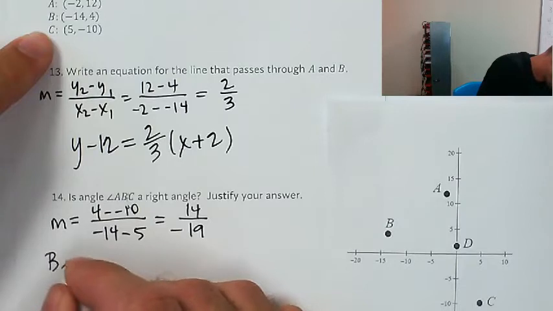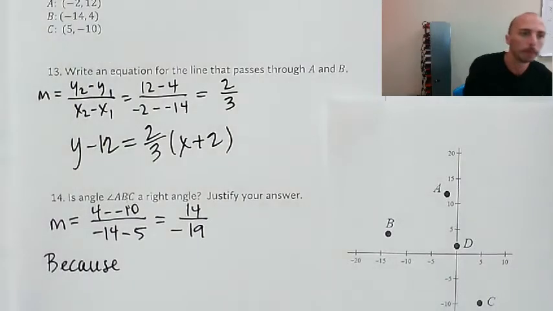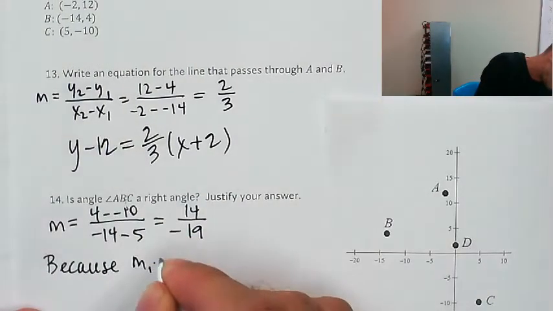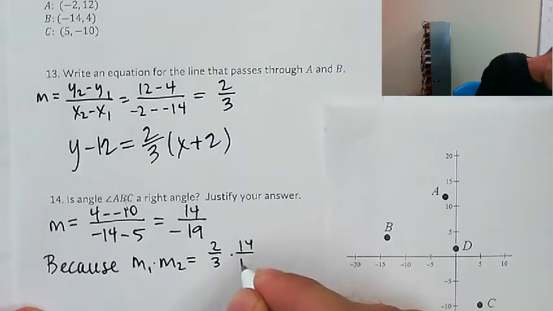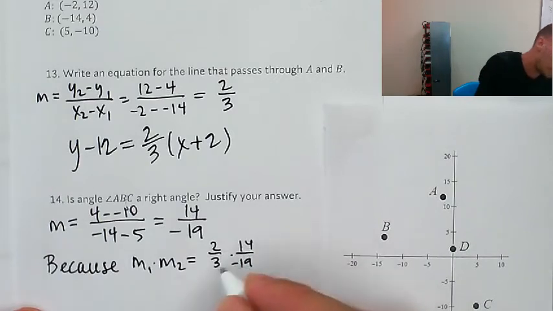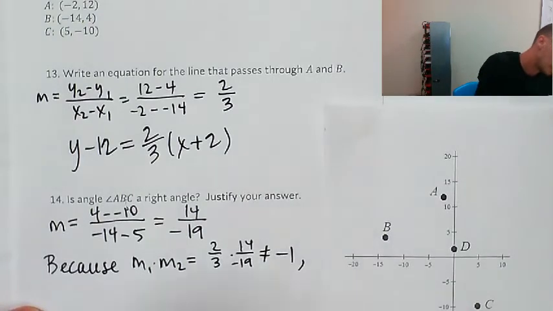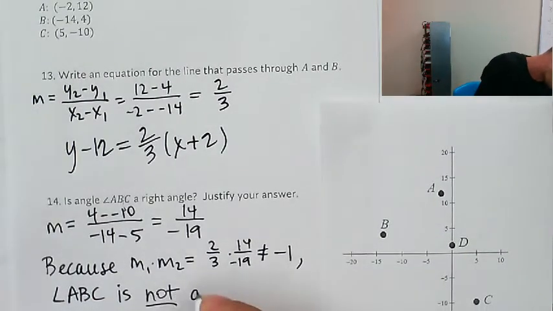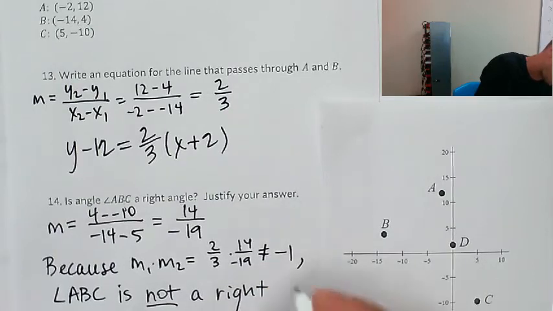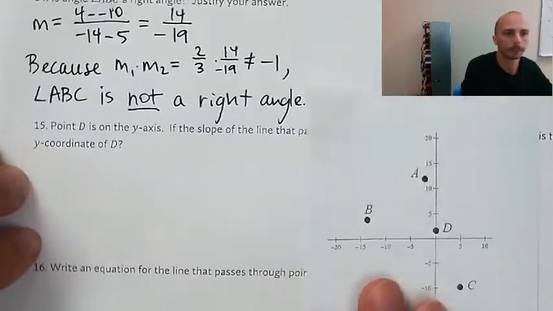So I would say because, okay, our definition of perpendicular was the slopes multiplied together and they equal -1. So because m1 times m2, which is 2/3 multiplied by 14 over -19, that's going to be 28 over, well, not -28. So I'm going to say this is not equal to -1. The lines aren't perpendicular, and angle ABC is not a right angle. Okay. I think that'll be all I have to say about that.